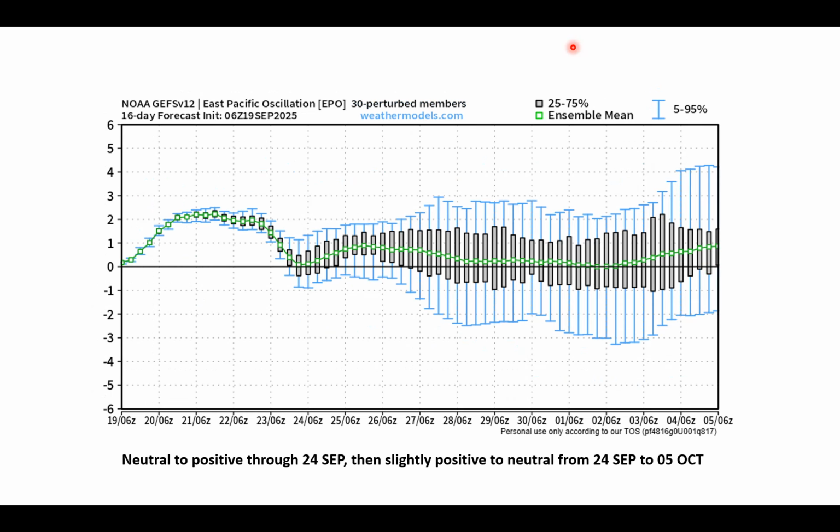And then finally, the NOAA GEFS v12 EPO 30-member forecast shows neutral to climbing positive through the 24th of September, then slightly positive to even neutral as we get towards the end of September into early October.